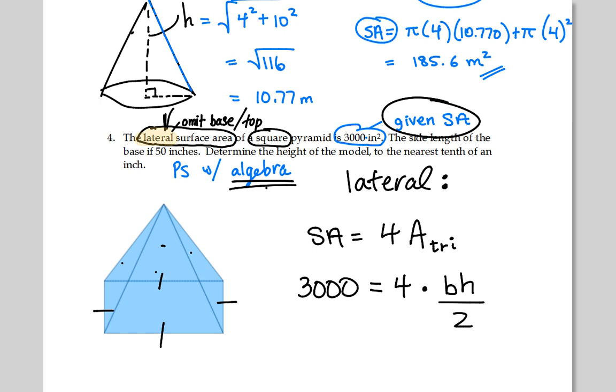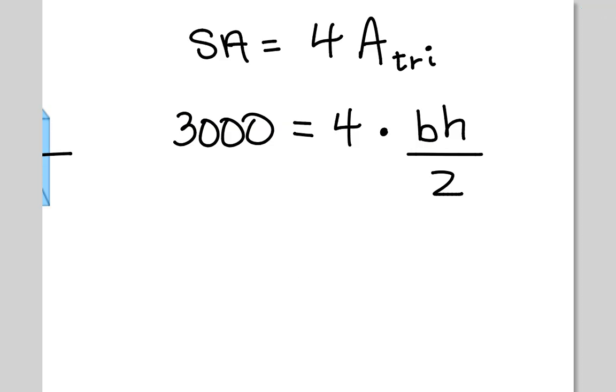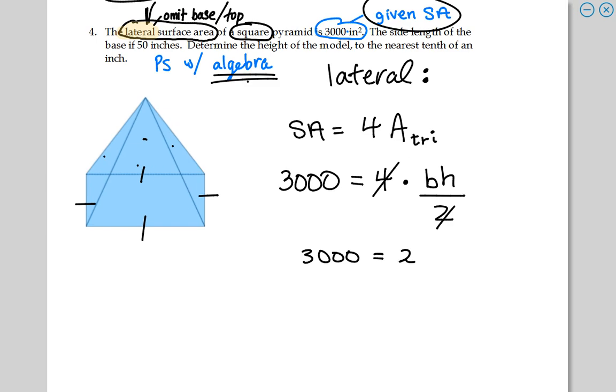How could we simplify this equation? Let's start with the left. Can you do anything to the left? No. Can you do anything to the right? What's 4 divided by 2? Okay, I think you could handle that, right? 4 divided by 2 is 2. Now what's the base and what's the height? The side length of the base is 50? They tell us that, right? So we can replace B with 50.